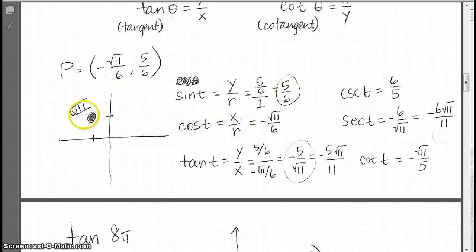Notice what happens though, this point is actually in quadrant 2. So when I look at taking the cosine of that angle and I'm looking at x, x is a negative number. So for the cosine function, I get a negative answer. And because secant is the reciprocal of cosine, secant is also negative. And because tangent has a positive y over a negative x, then tangent and cotangent would both be negative.